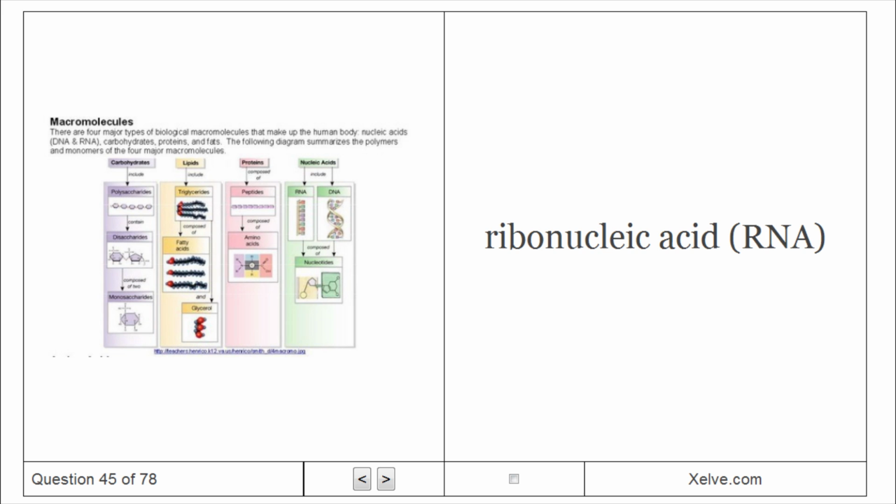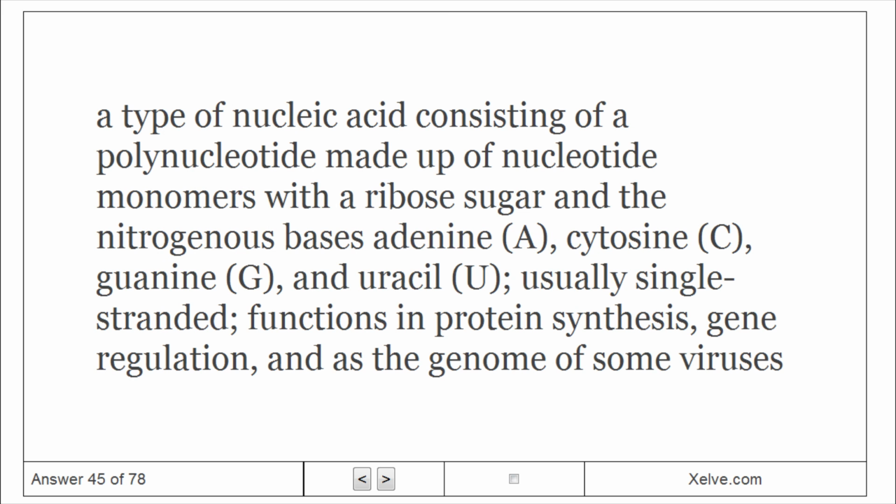Ribonucleic acid, RNA. A type of nucleic acid consisting of a polynucleotide made up of nucleotide monomers with a ribose sugar and the nitrogenous bases adenine, A, cytosine, C, guanine, G, and uracil, U. Usually single-stranded, it functions in protein synthesis, gene regulation, and as the genome of some viruses.